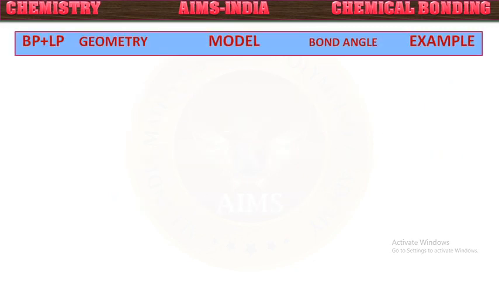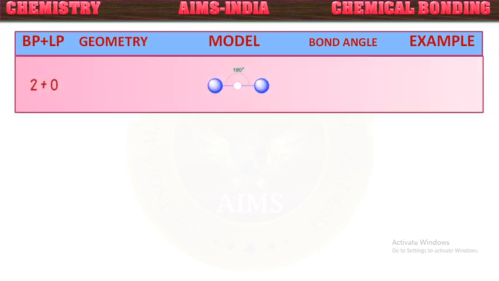Now let us see the geometry of different kinds of molecules which have different numbers of bond pairs and lone pairs on the central atoms. First among them, the molecules with two bond pairs and no lone pairs. Then the two atoms spread on both sides of the central atom. Then the shape will be linear and the bond angle will be 180 degrees. Examples for such molecules are carbon dioxide and carbon monoxide. Here these double bonds are considered as one bond in predicting the shape of the molecule.